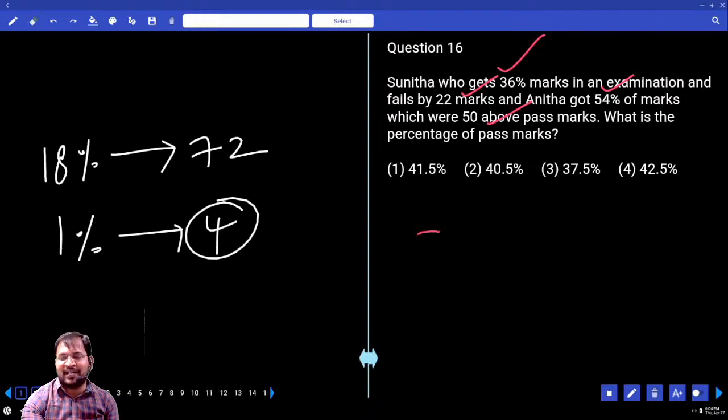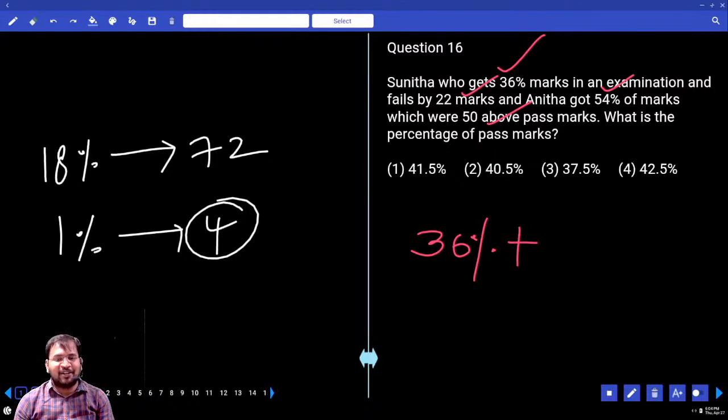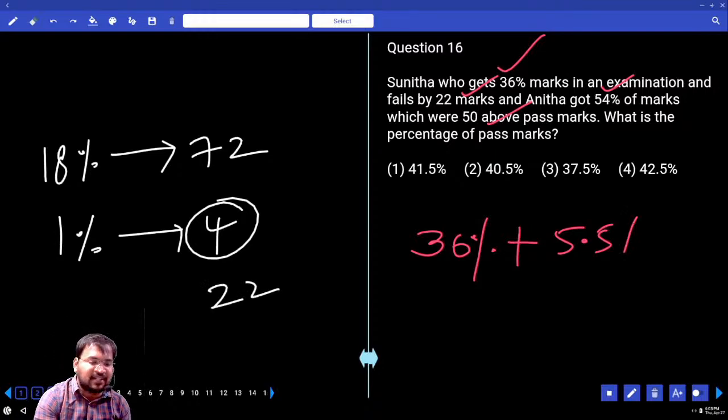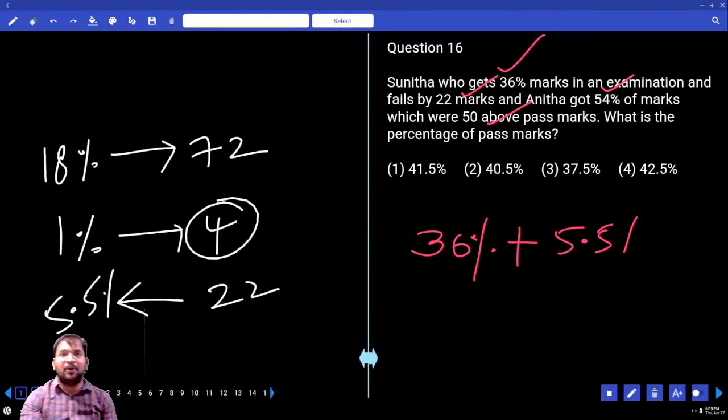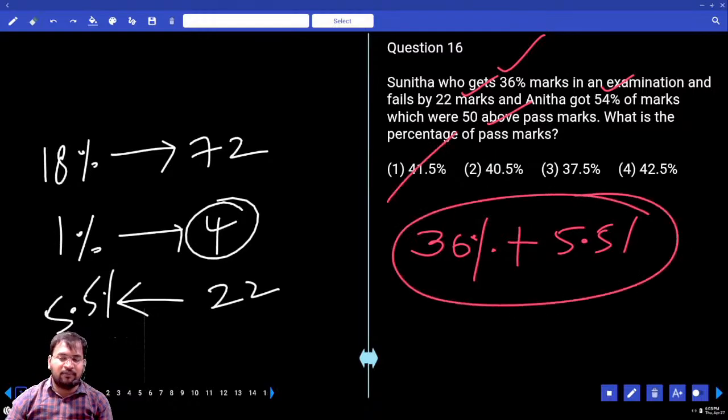See here, the first student, Sunita, already got 36%. She failed by 22 marks. That 22 marks is how much percentage? Sorry, 5.5%. 4 marks is 1%, so 22 marks is nothing but 5.5%. Then the pass marks are what? 36 plus 5.5 is 41.5. So the percentage of marks to pass is 41.5.